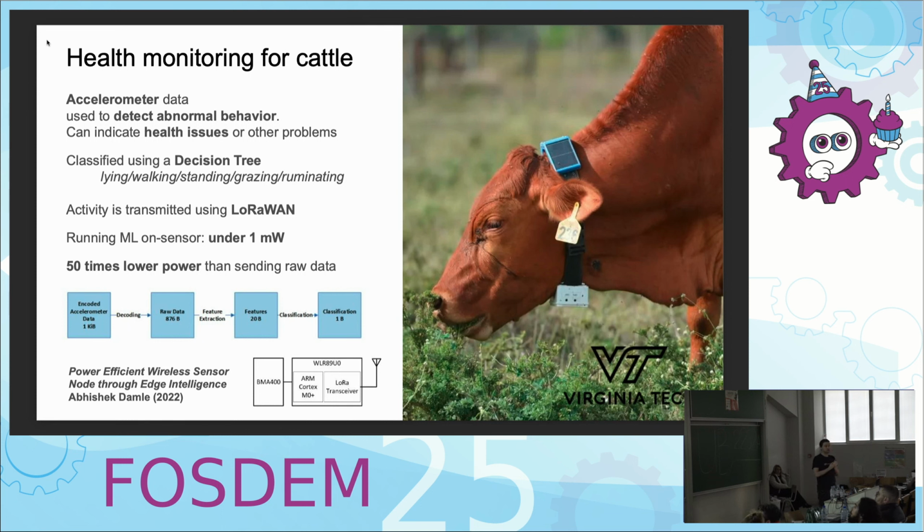And then this is used to check for abnormal behavior. So if the cows are not eating for a long time, that's concerning. That's something you might want to check out. And doing this all on the sensor enables it to run under 1 milliwatt, which is 50 times lower power consumption than sending the raw data, which is really important in this kind of case because basically it allows you to have 50 times the battery life.